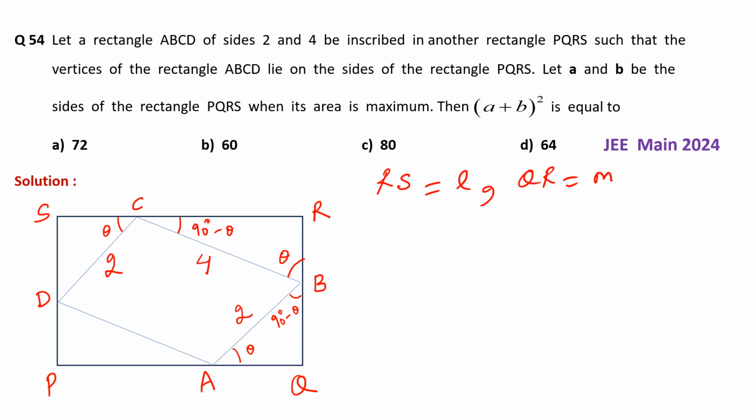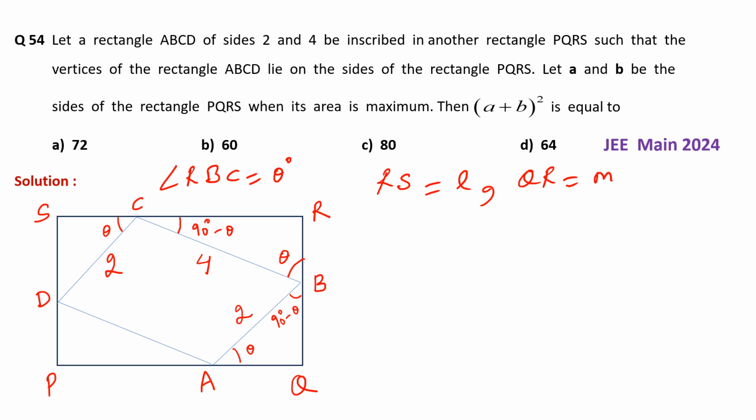In this question, we have only been given the dimensions of the rectangle ABCD and nothing else. Now, how to maximize the value of L into M? For that purpose, I am considering angle RBC as theta degree. Since we know that angle BRC is 90 degree, I can say that angle BCR will be equal to 90 degree minus theta, because the sum of all the angles of a triangle is 180 degree.